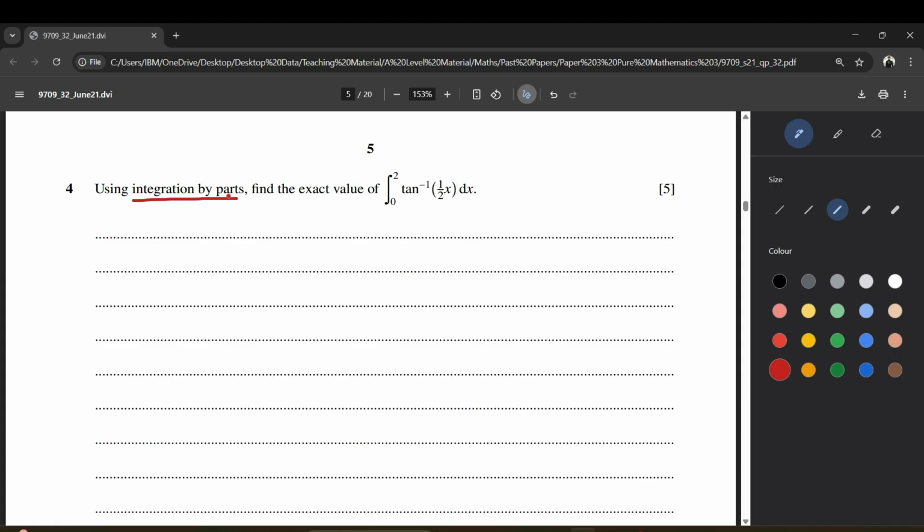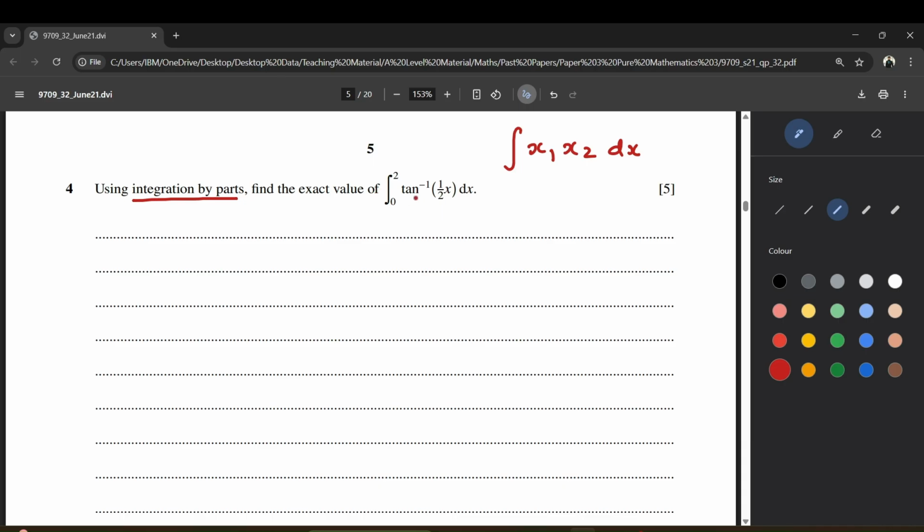We apply integration by parts in those situations where we have a product of two functions being integrated. So if I have a function of x, let's say this is x1, multiplied by x2, which is another function of x, and I integrate this with respect to x, this is where I have to apply integration by parts.